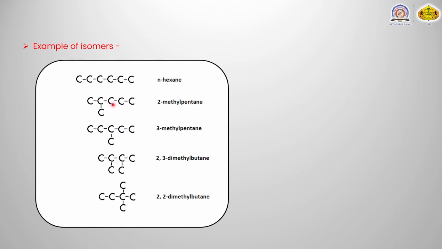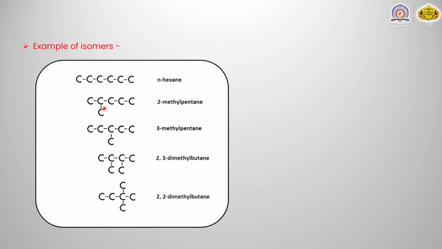Similarly, this compound, which is 2-methylpentane, has the same number of carbons. 1, 2, 3, 4, 5 are in one chain and one carbon is branched to that chain. So the number of carbons is 6, similar to n-hexane. The next structure is 3-methylpentane.